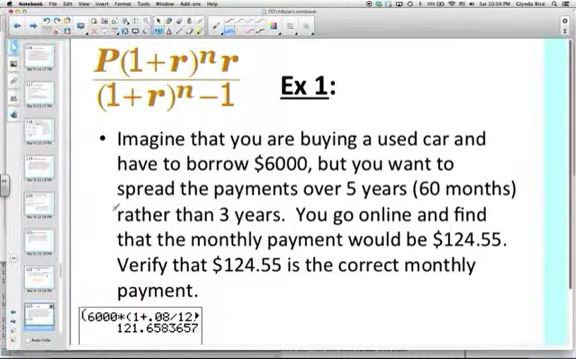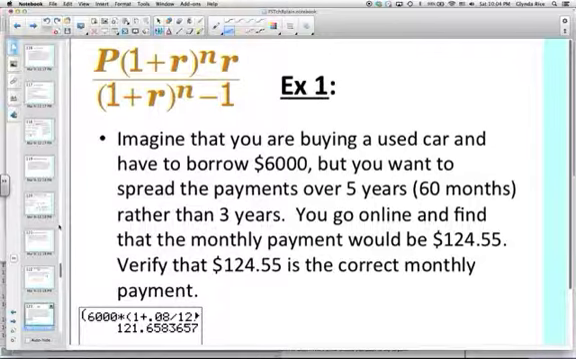So here's the formula. Imagine you're buying a used car and have to borrow $6,000, but you want to spread the payments over 5 years. That's 60 months rather than 3 years. You go online and find that the monthly payment would be $124.55. Verify that the $124.55 is the correct monthly payment.